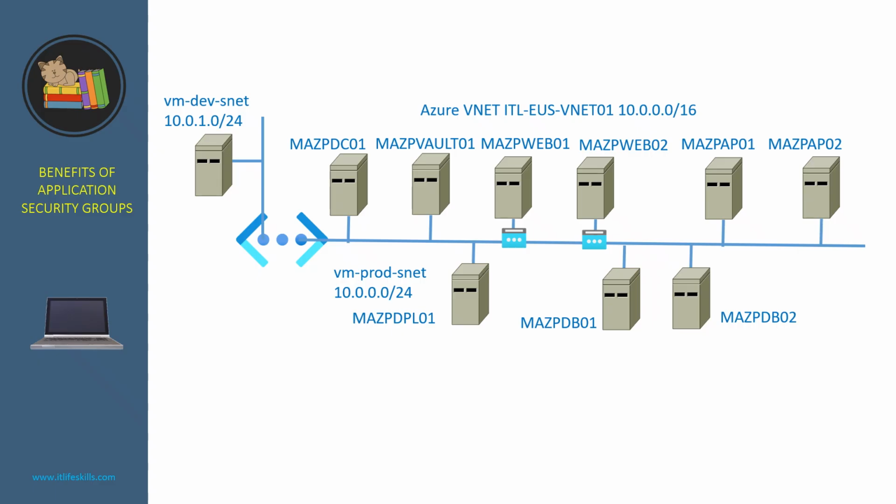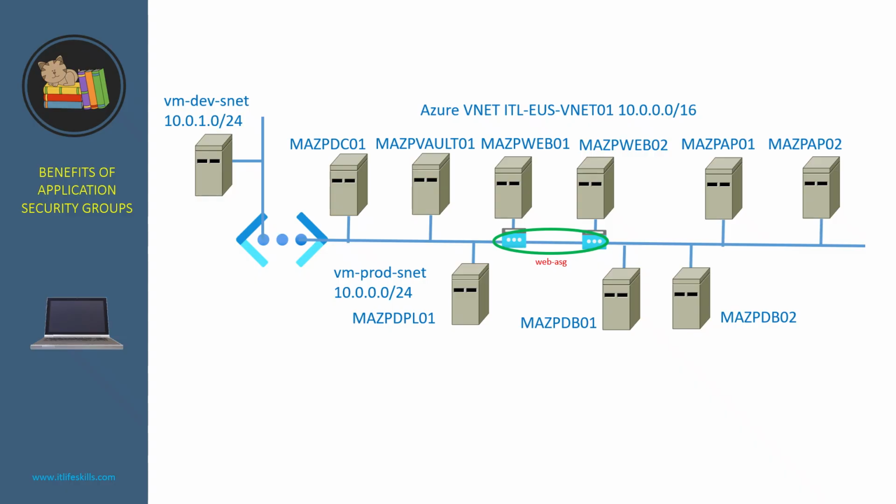For example, in this network, we have an application that has three tiers. The first tier is the web tier, the second tier is the application tier, and the third tier is the database tier. For this application, we can create three application security groups. First, we create the Web ASG application security group. Then we add the network interfaces of Web01 and Web02 to the Web ASG.